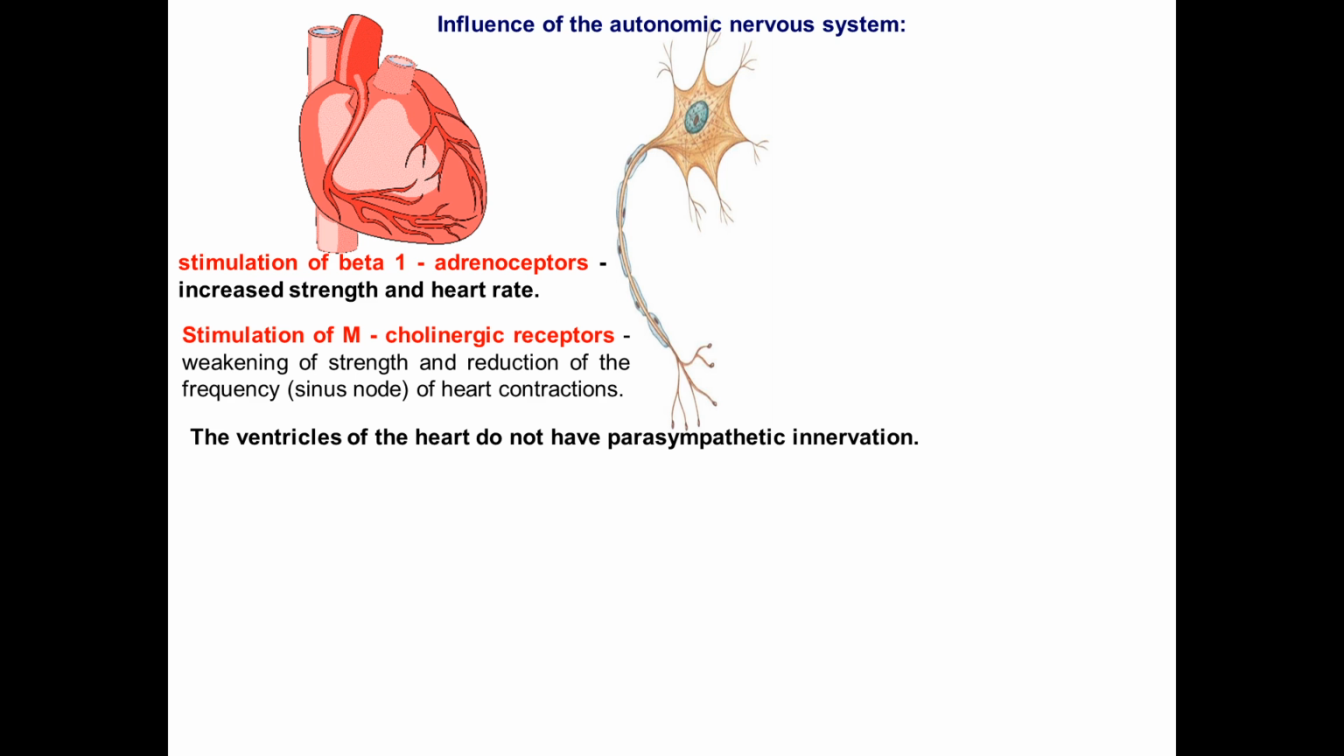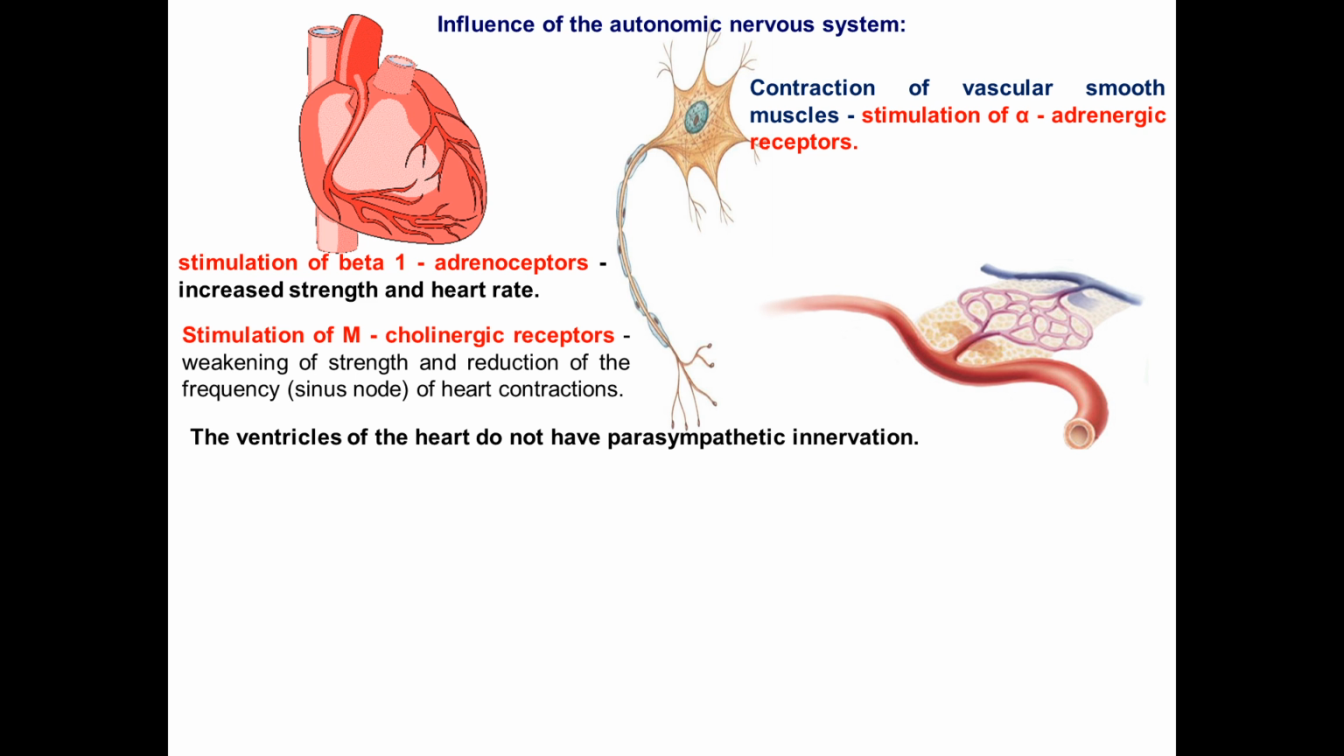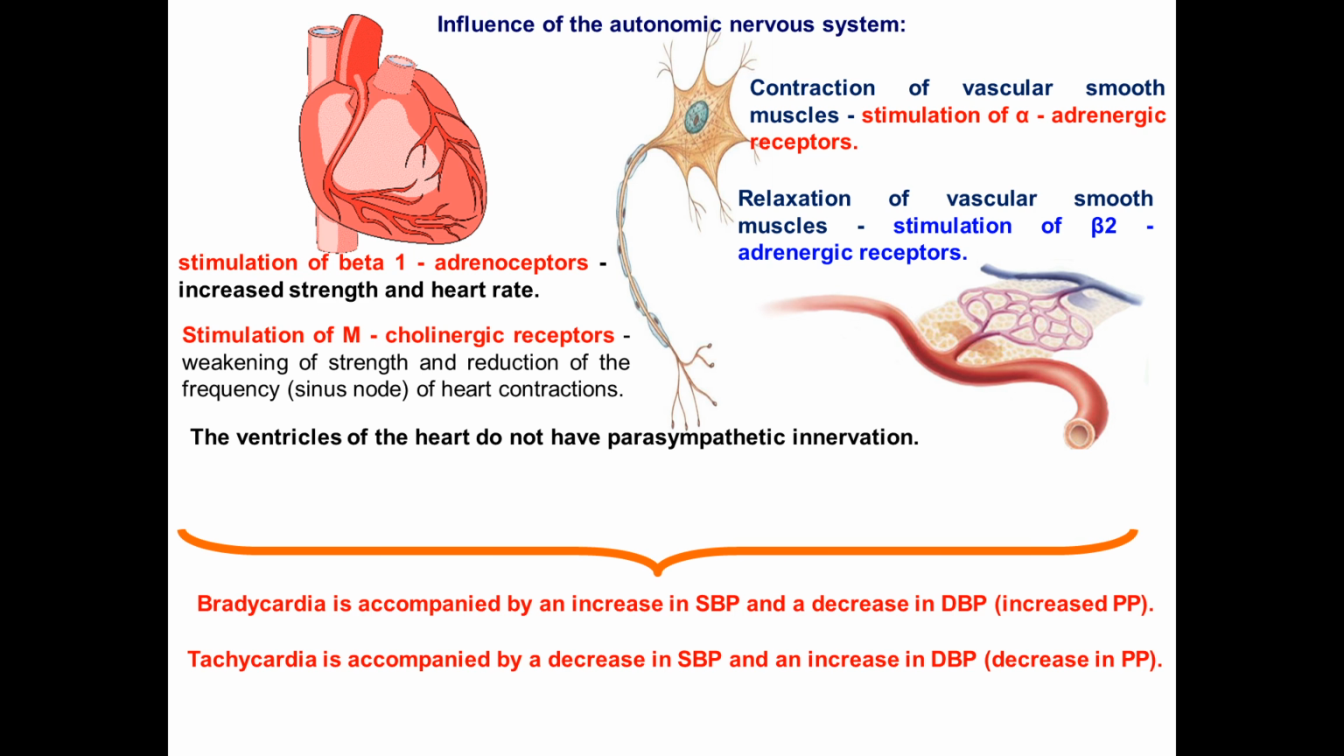Here is the influence of the autonomic nervous system on the heart and peripheral vessels. You remember that stimulation of beta-1 adrenergic receptors causes an increase in strength and heart rate. Stimulation of M cholinergic receptors causes weakening of strength and reduction of the frequency of heart contraction. Also, you should remember the ventricles of the heart do not have parasympathetic innervation. Bradycardia is accompanied by increasing systolic pressure and decreasing diastolic pressure, and tachycardia is accompanied by decreasing systolic and increased diastolic pressure.